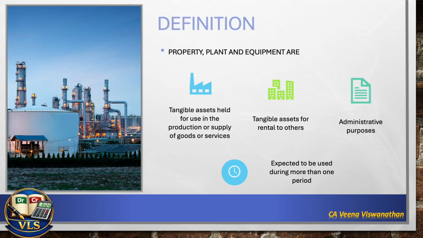Before jumping to the answers, let's first understand the meaning or definition of property, plant, and equipment. According to IAS 16, property, plant, and equipment refers to the tangible assets which are used in the production of goods or supply of services. An example for production of goods could be a machine purchased by a manufacturing company. And an example for supply of services could be a diagnostic scanner which is purchased by a hospital for medical services. They also include tangible assets for rental to others.